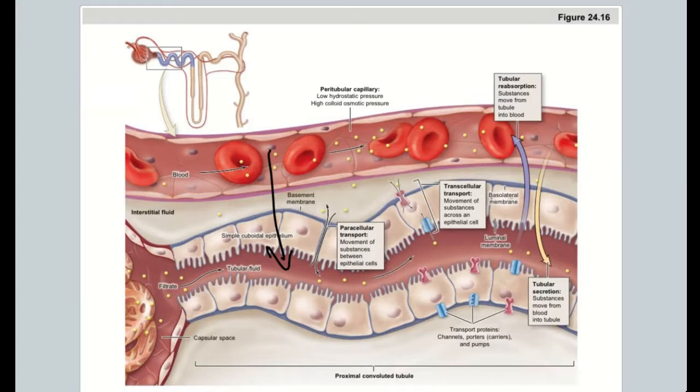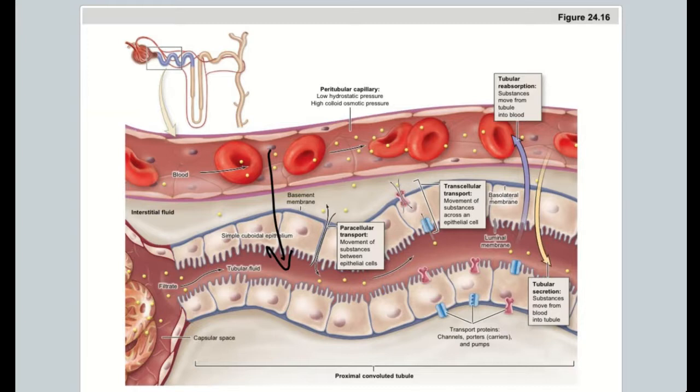So we eliminate or secrete nitrogenous wastes, and there are three main types. We have uric acid, which is a result of nucleic acid breakdown in the liver. We can talk about creatinine. This is from creatine breakdown in the muscle. And urea is also a nitrogenous waste, and urea is formed from protein breakdown in the liver.